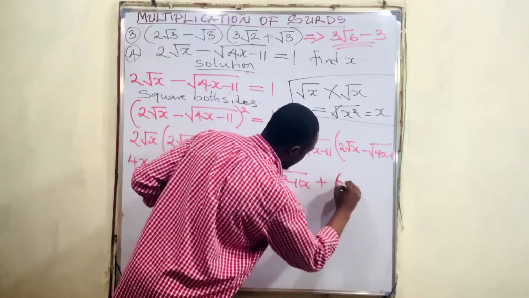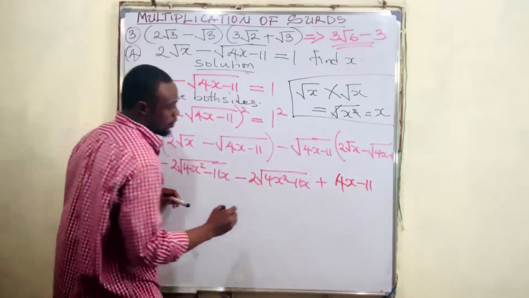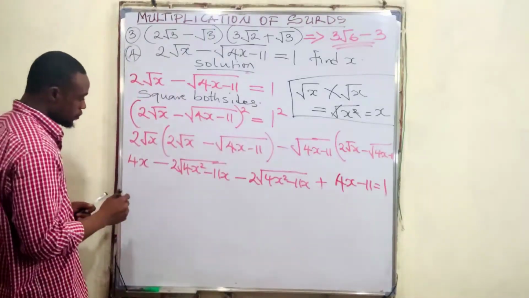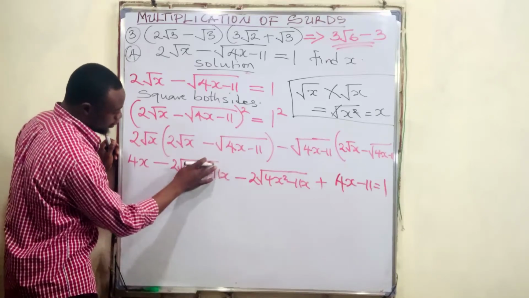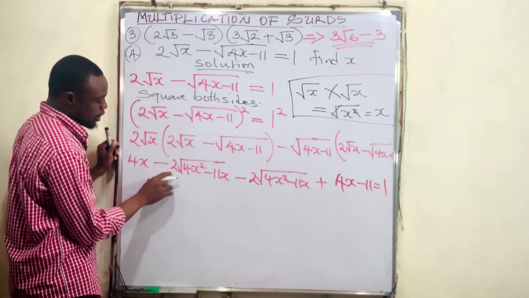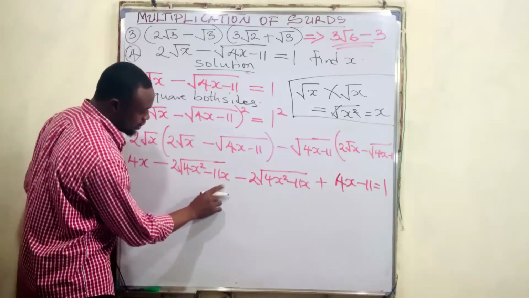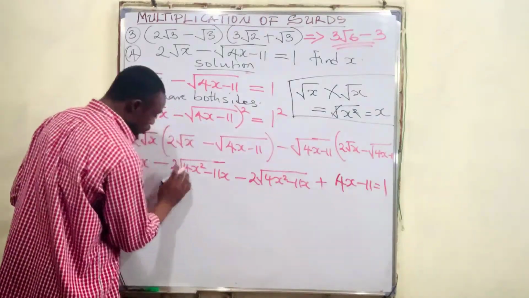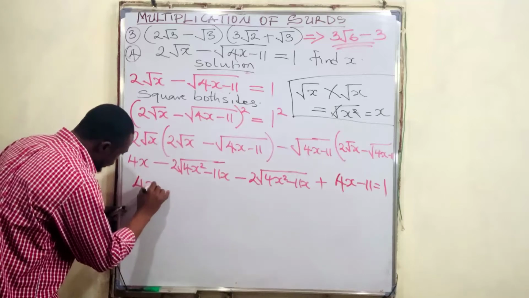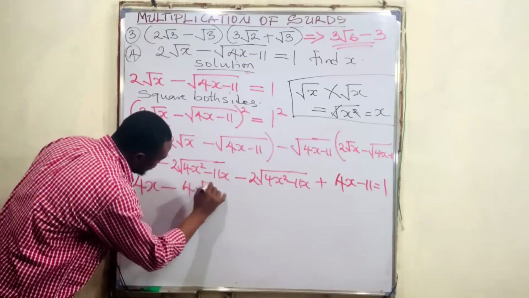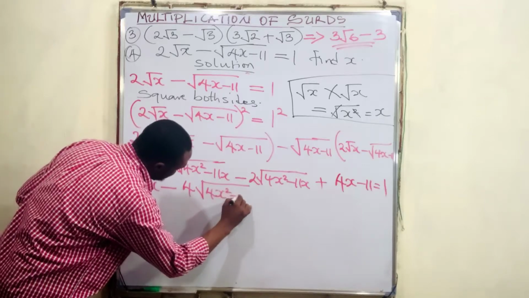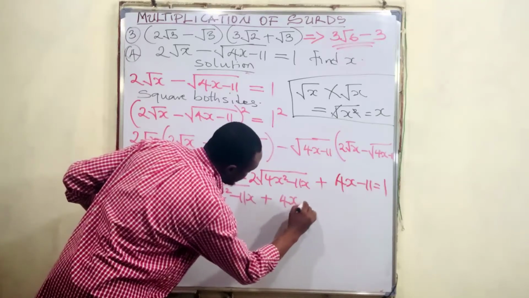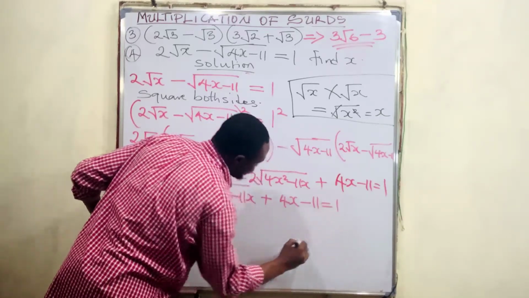So our answer is now 4x minus 11, finally equal to 1 from the question. 1 squared is 1. Okay. Now, this is 2 minus 2 root 4x squared minus 11. Same thing, minus 2 times 2 is minus 4. So we have 4x minus 4, the root of 4x squared minus 11x, plus 4x minus 11 to be equal to 1. Okay.